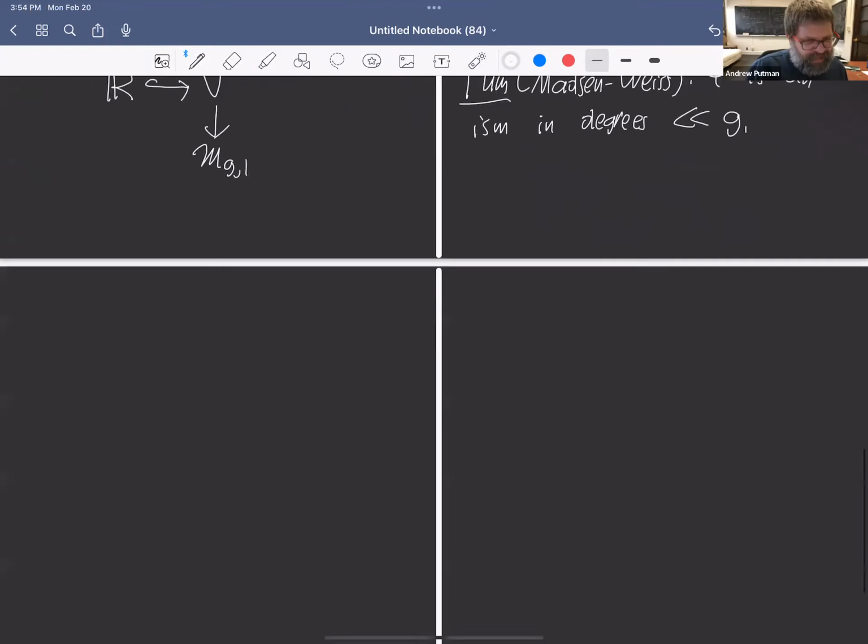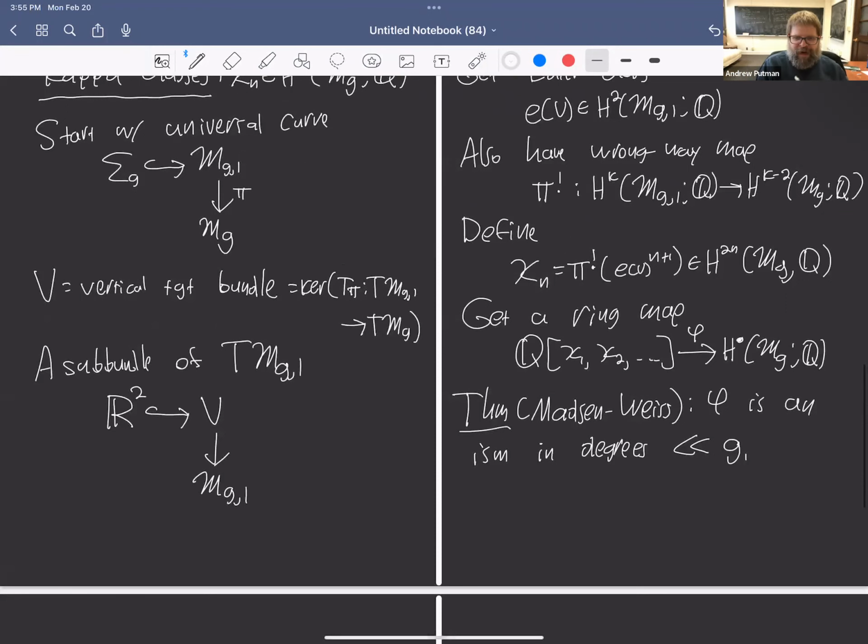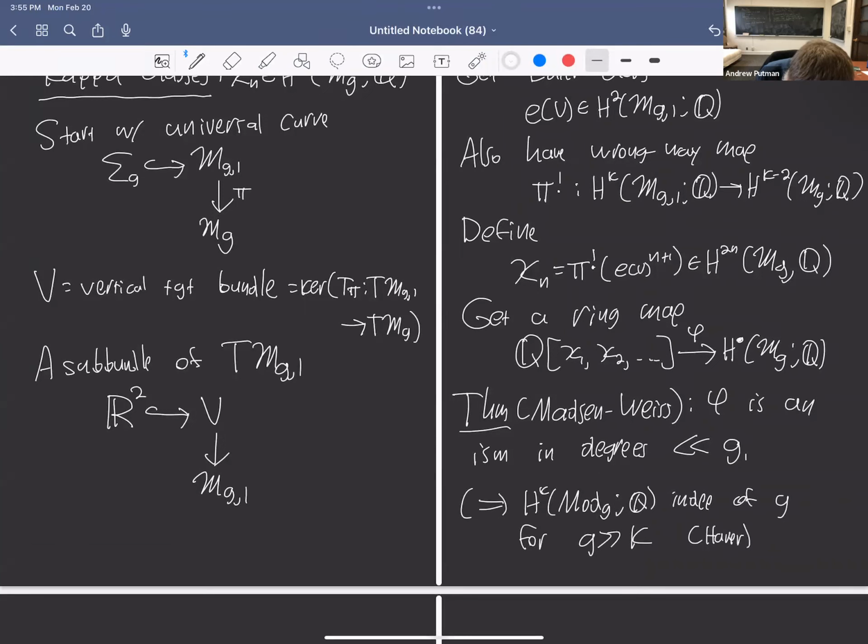So anyway, let's move on. There's one phenomenon here. One consequence, which I don't want to spell out, is going to come back later. One consequence is that the cohomology is independent of g once g is large. So this implies that H^k of M_g is independent of g for g large relative to k. This is a theorem of Harer, actually. This is what's called homological stability.